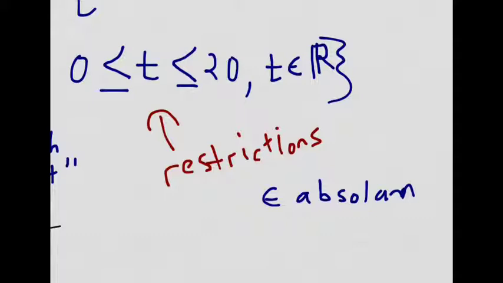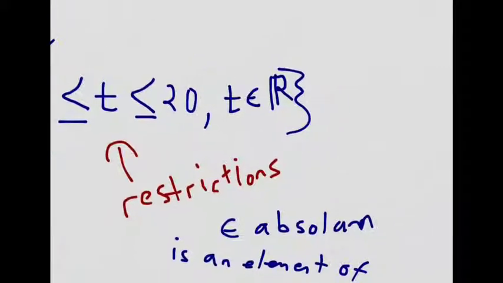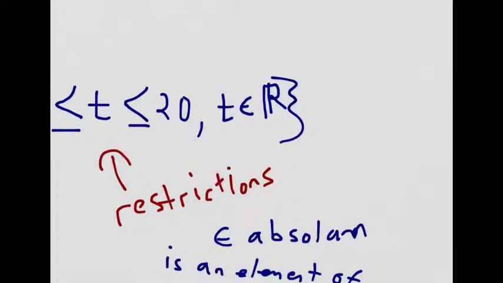Okay? So what this means, I know it looks a little weird, but what this means is t belongs to or is an element of, that's what epsilon means. It means is an element of. It belongs to R, which is the set of real numbers. Okay? That's the class of number that t represents. It's the class of number that t is.